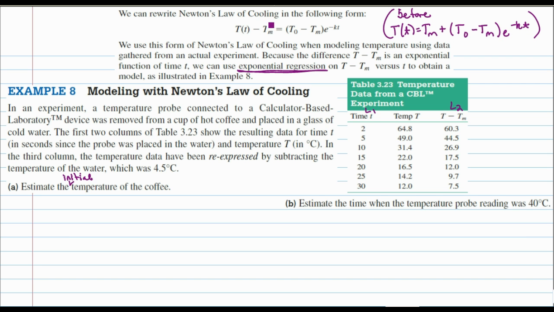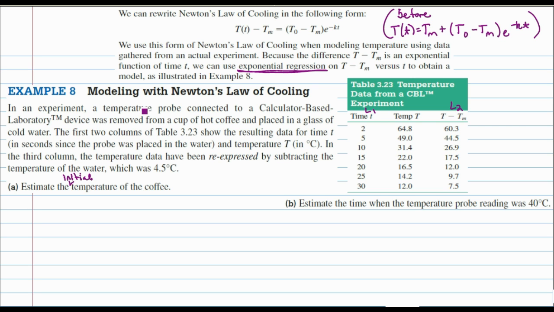So now we have to remember that our output values on our exponential regression are our final temperature minus the temperature of the medium. And then we'll be able to use the initial temperature minus the temperature of the medium as a coefficient within an exponential regression.